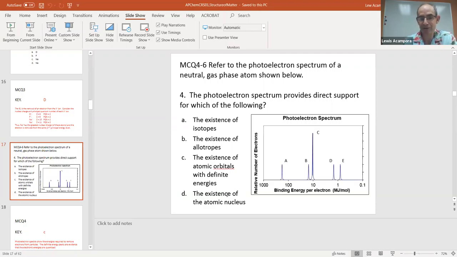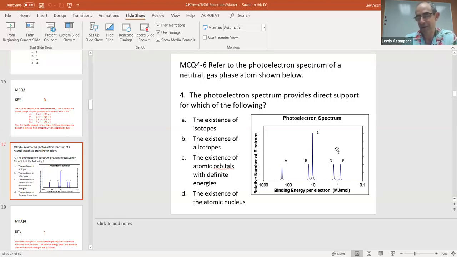So a photoelectron spectrum is going to tell us the binding energy per electron, and that could be in units of megajoules per mole, or electron volts per atom are common. Notice this is a logarithmic scale. It goes 0.1, 1, 10, 100, and 1,000. This would be very difficult to show on a linear scale. These first four peaks would be all scrunched together, and peak A would be way out in left field. And the height of each peak corresponds to the number of electrons.